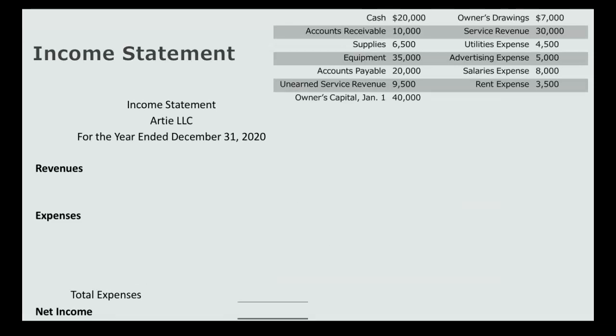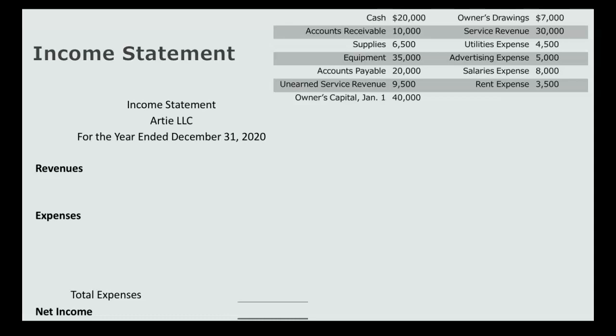So the first statement that we're going to prepare is our income statement. So we have this shell, this framework of an income statement on our screen now. And let's just look at this first before we start plugging stuff in. So you'll notice that at the top of the statement, there's 3 lines. There's the income statement, right? That just tells people looking at your financial statements what statement they're looking at. So they're looking at the income statement. We have RD LLC, that's our company name. And then we have for the year ended December 31st, 2020.